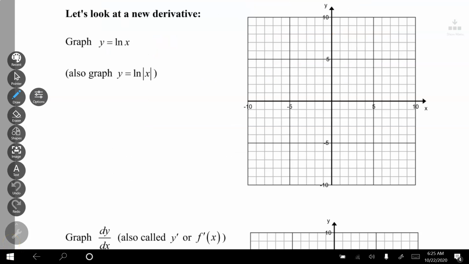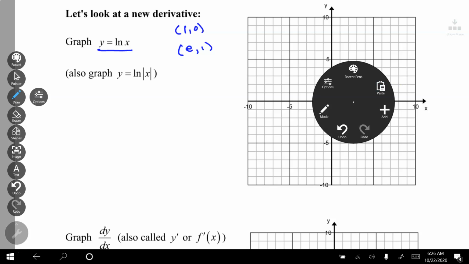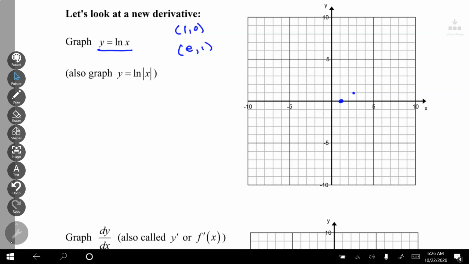So today we're going to add a new derivative that we haven't learned before, and we're going to look at the function y equals the ln of x, the natural log of x. And if you recall, it goes through 1, 0, goes through the point, well, since the base is e, e comma 1, which is like 2.7 comma 1, you kind of have this curve, this graph that looks like this. This is y equals the natural log of x.